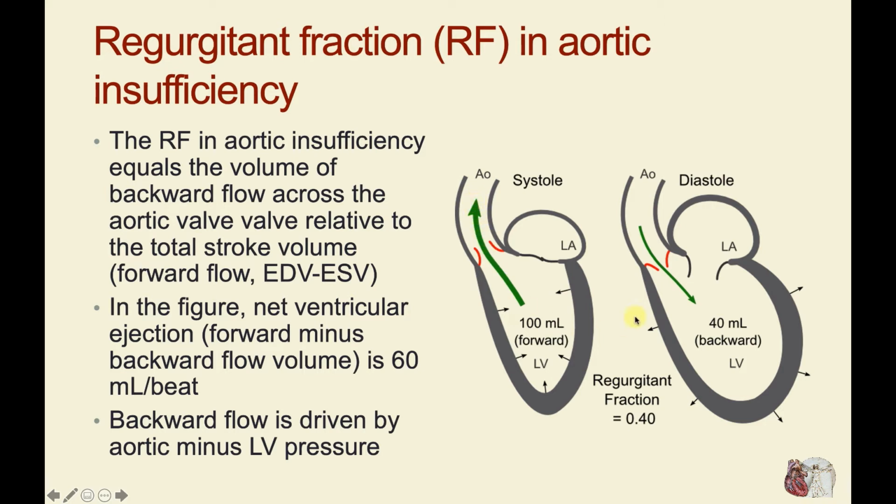But now during diastole, we may have 40 milliliters of that forward flow backwards into the ventricle. So the ratio of this value to the forward flow would be 0.4. So the regurgitant fraction, therefore, is 0.4 or 40%. Notice also that the backward flow is driven by the aortic pressure minus whatever the left ventricular pressure is. There has to be some pressure gradient driving this flow backwards into the ventricle. Once again, that will be the aortic pressure minus whatever the left ventricular pressure is as that flow is moving backward across that valve.